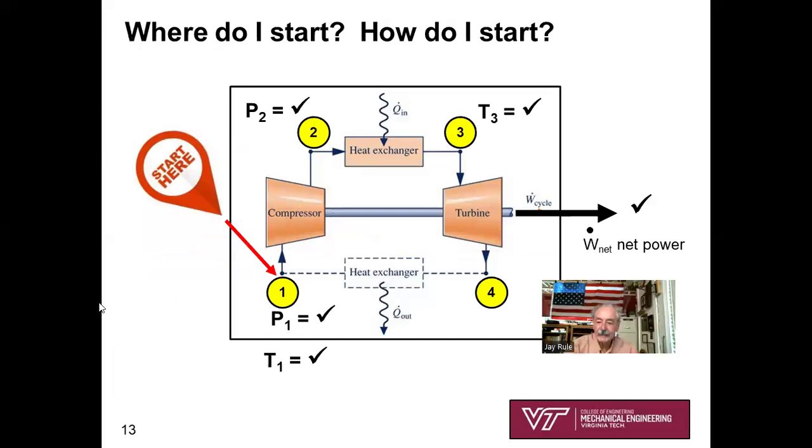Let's start at the inlet of the compressor. Traditionally, for gas turbine engine analysis, we start at the inlet of the compressor because P1 and T1 are typically given. P2 is known. Remember, the pressure ratio was given, so P2 is a known value. T3 is given, the outlet temperature of the heat addition process. W dot net power, we need to determine that. I shouldn't have put that. That's not given. Okay.